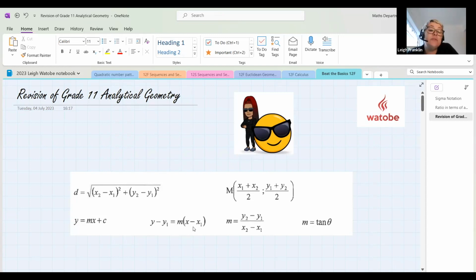I never ever use that. You can if you want to, it's not a problem. Gradient, and then of course, angle of inclination: tan theta equals m.